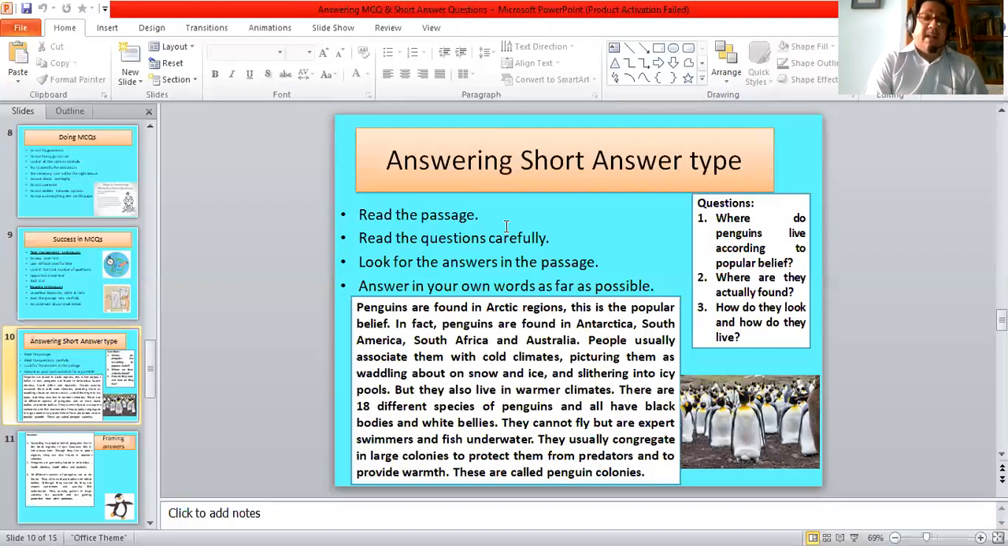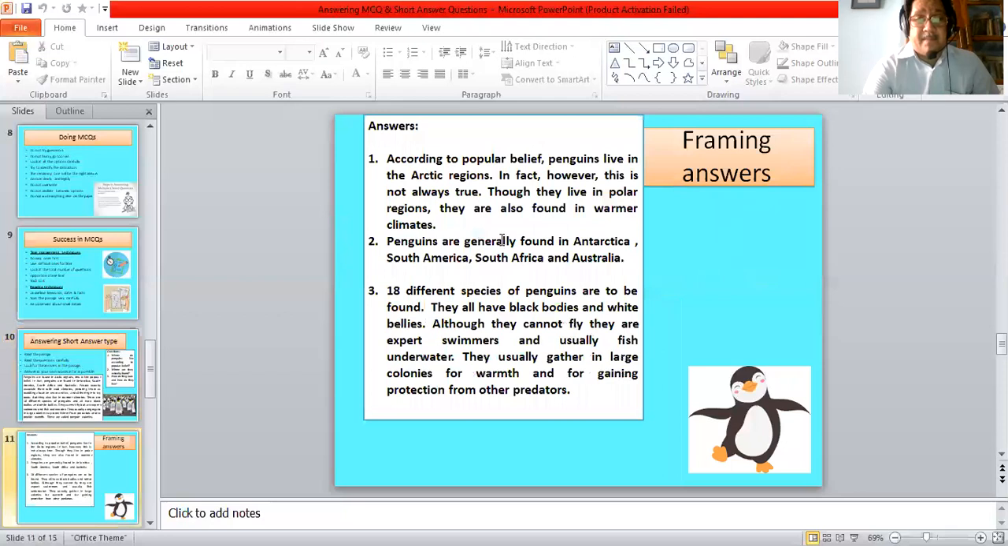Well, they look like they are dressed in black and white, and they are also very expert swimmers, and they can swim underwater to catch fish, and they usually congregate in large colonies on land to ward off attacks from predatory animals and to be warm themselves. So these are certain answers to the short answer type questions which are posed from paragraphs or from written text. Okay, so I'm reading out the answers now, which I have framed.